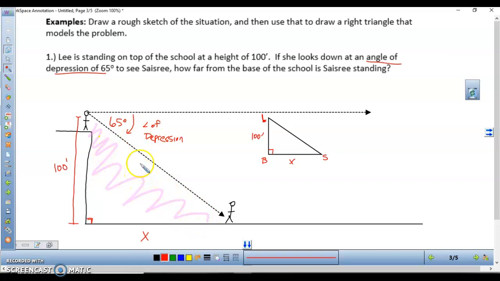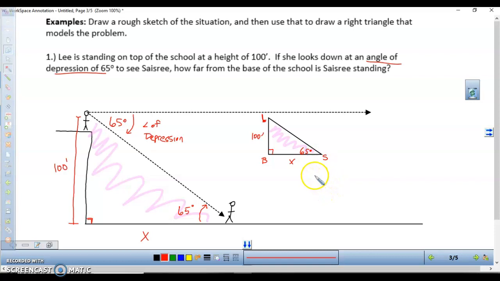So rather, I'm going to use alternate interior angles to take this angle of depression from Lee and make it equal to the angle of elevation from psi shri. So this would also be 65 degrees. So now, in regards to the right triangle that I'm going to use to solve the problem, I have an angle that's inside of that triangle. So I'm going to put my angle of depression here as my angle of elevation from psi shri.